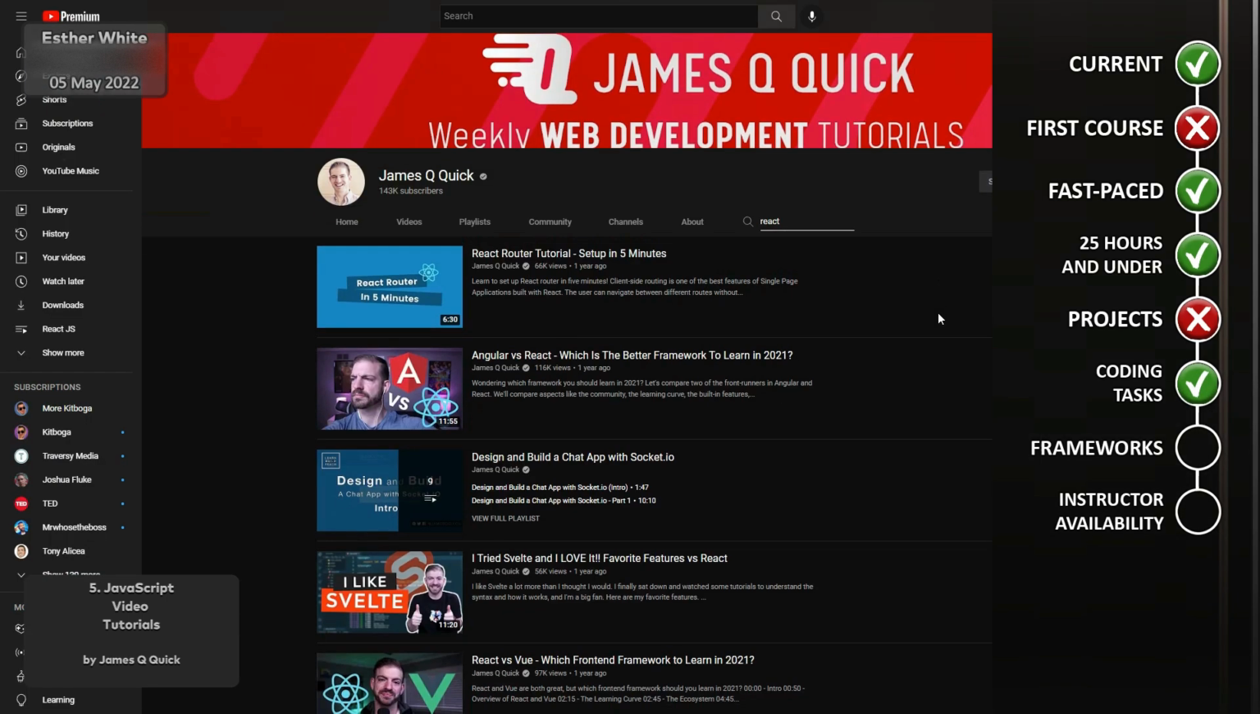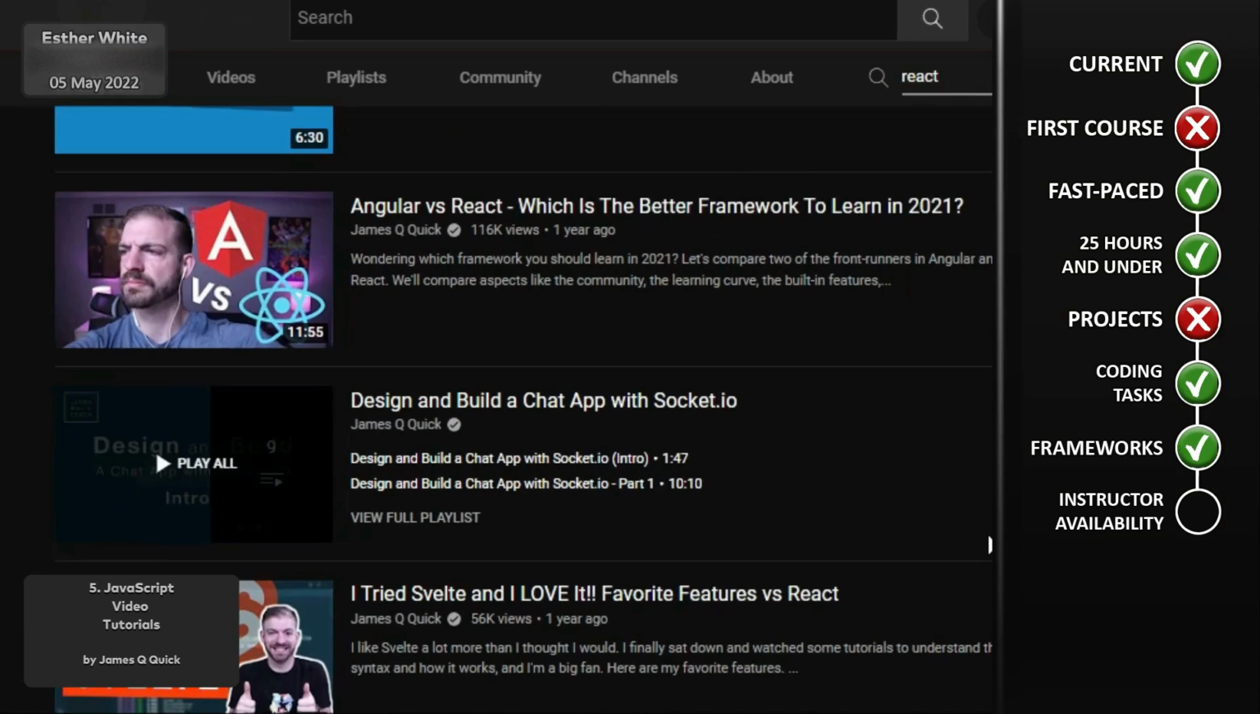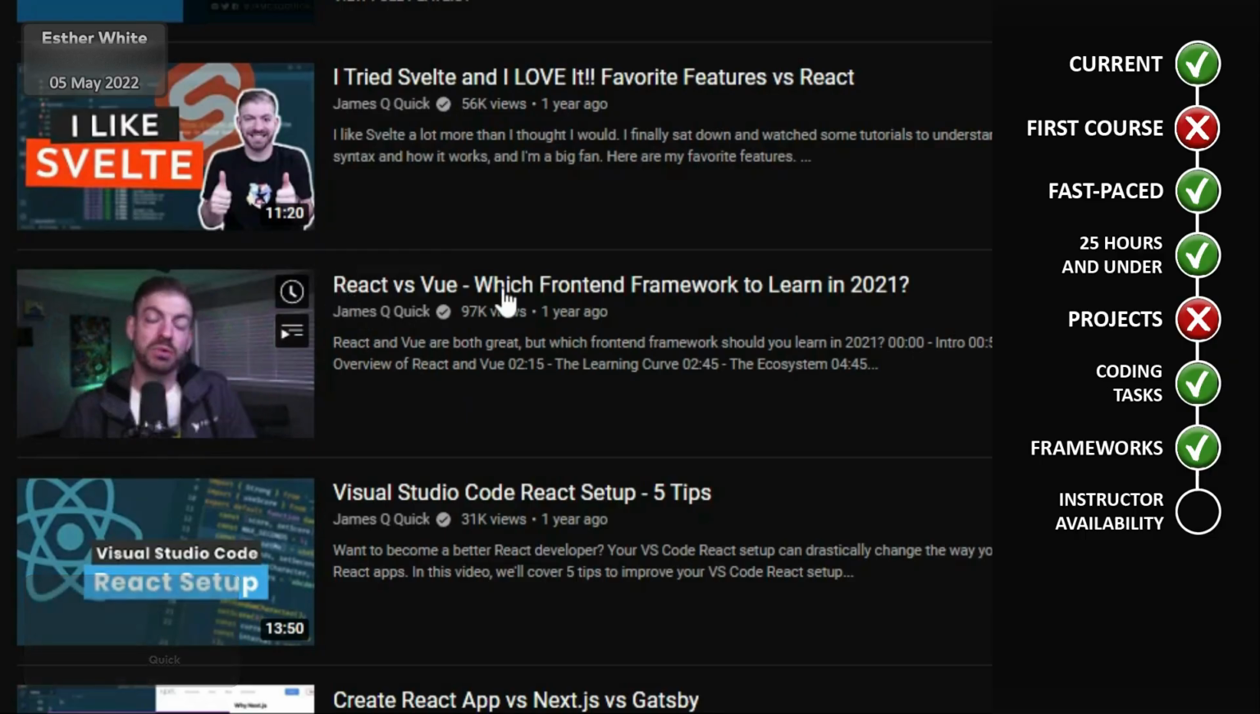When it comes to frameworks, he does have videos on React, on Angular. He's comparing React with Angular. He's comparing React with Vue.